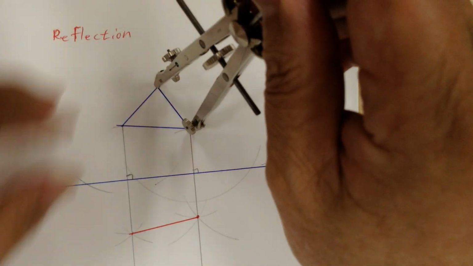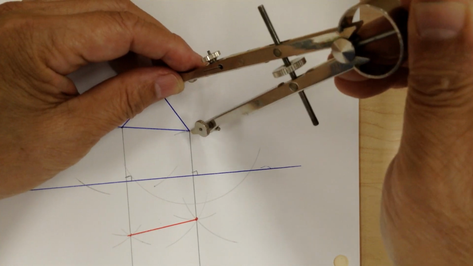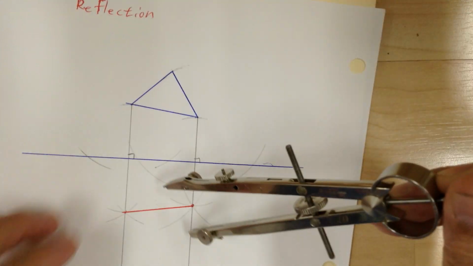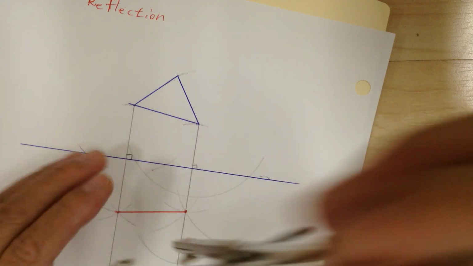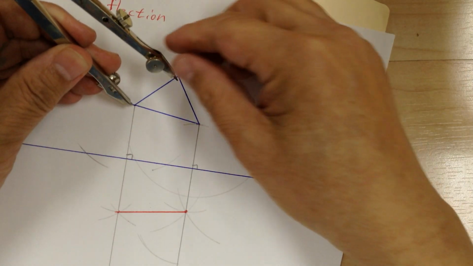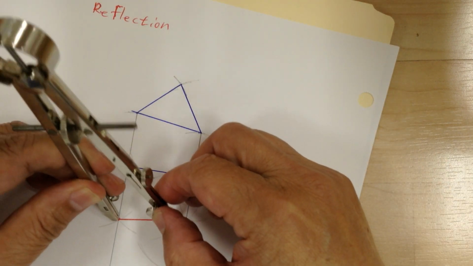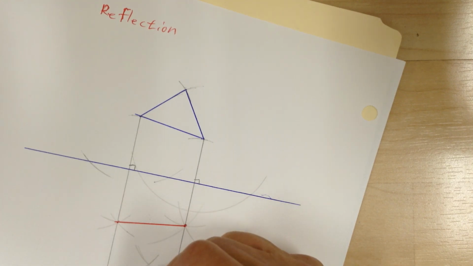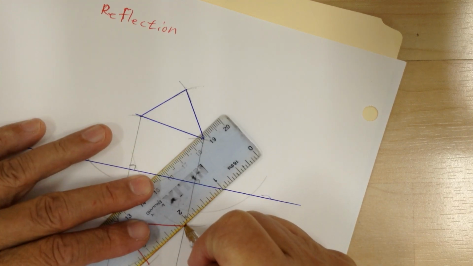So from here you just copy that. Come over here, copy that, and copy this side. And that's your third point. And then from here you can just connect. So that's your reflection.